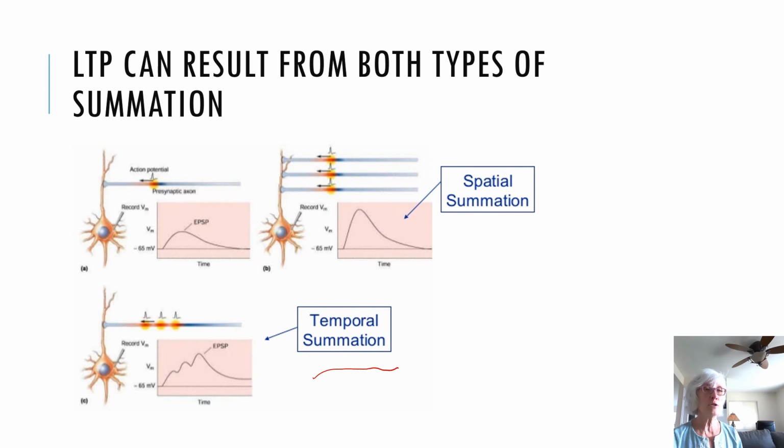Remember that there's also such a thing as spatial summation. So if the downstream CA1 cell received a bunch of stimuli from a number of different neurons, CA3 cells in space, or if it were from different collaterals of a CA3 cell, then you would have spatial summation. So long-term potentiation can result from either temporal summation, which was the example that we used, or spatial summation.